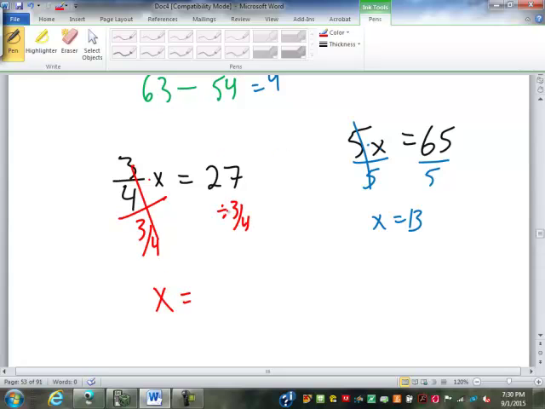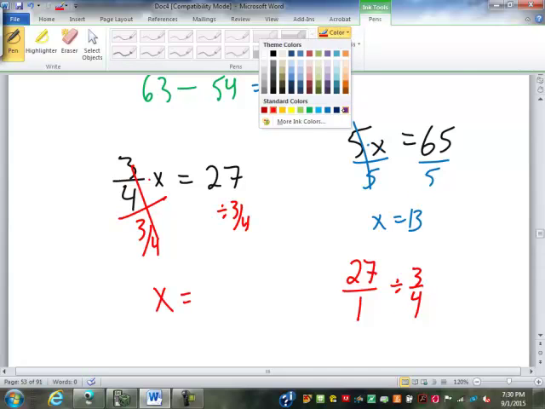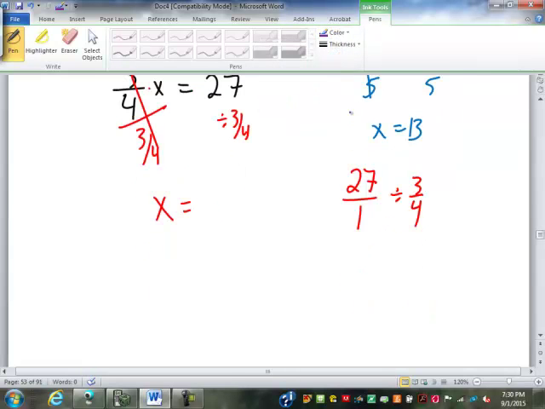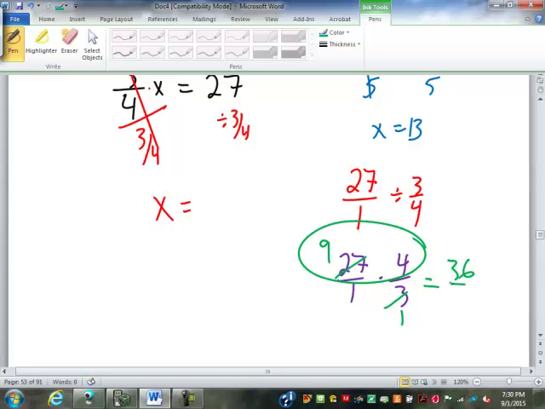You can use the fraction calculator, or you can set this up. 27 over 1 divided by 3/4. How do we divide fractions? 27 over 1 times 4 over 3. Now here we can cross cancel the 27 and 3 to give me 1 and 9. 9 times 4 is 36 over 1 times 1 is 1. So x is 36.